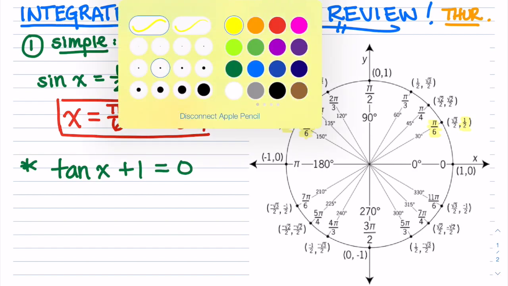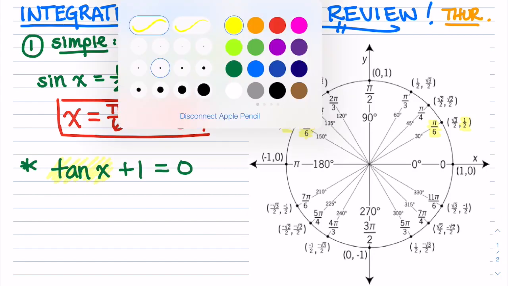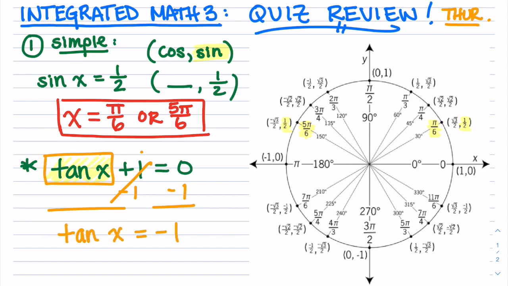So you know that in order to look at the circle, you need tangent to be completely by itself. So if you were trying to get this alone, you would have to subtract 1. That would get rid of that, and then you would be left with tangent x is equal to minus 1.